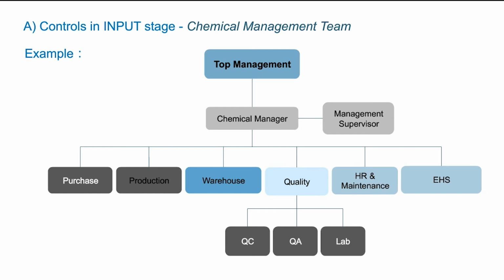The purchase department is to purchase chemicals and ensure purchased chemicals are in compliance with legal and client's requirements. Other departments like the production department and quality department should also join in the chemical management work and work for RCA.